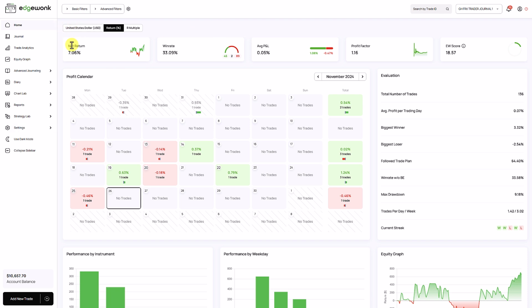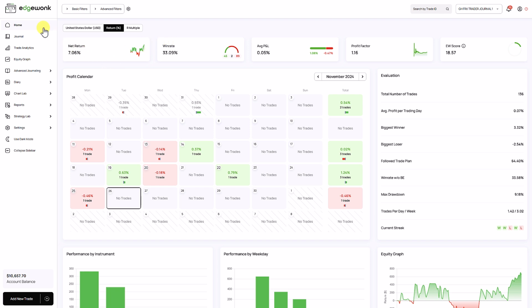So when we look at this journal, we can see there's a positive net return of 7%, the win rate is 33%, the average winning trade is 1%, and the average losing trade is roughly minus 0.5%. So overall a profitable journal, but there's a lot of room for improvement. And let's see what we can do here.